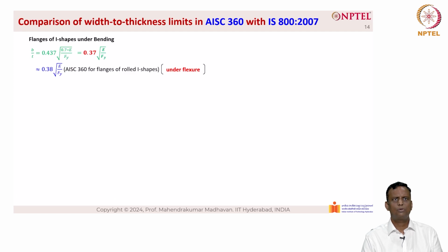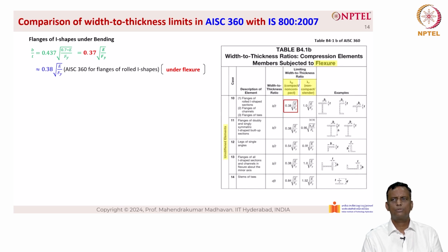This is very similar to the value given in AISC 360 for flanges of rolled I sections under flexure, which is 0.38 into root of E by Fy. You can also see from Table B4.1b, in the highlighted portions, lambda sub p equal to 0.38 into root of E by F sub y.